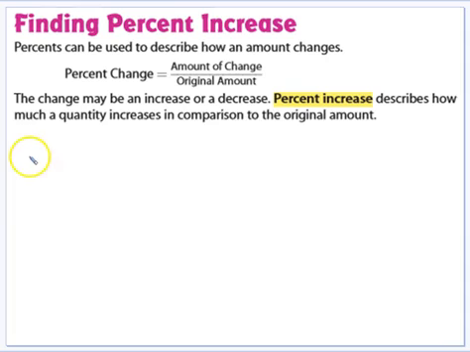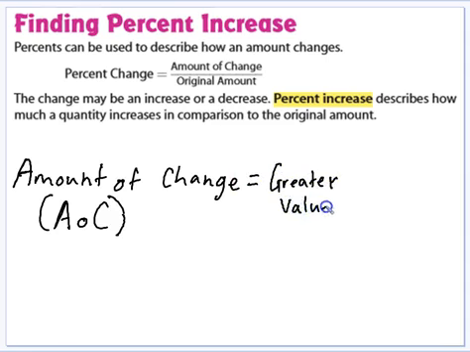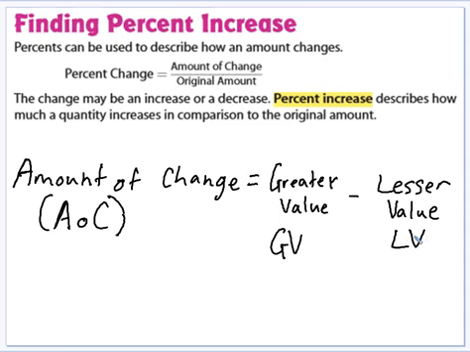The amount of change, or as I will start calling it, AOC, equals the greater value minus the lesser value, or GV and LV. That is how you find the amount of change.